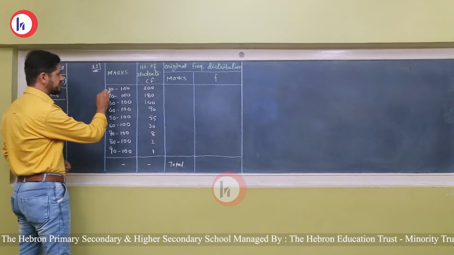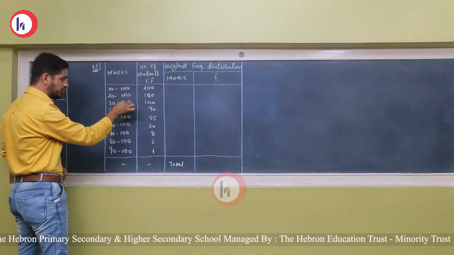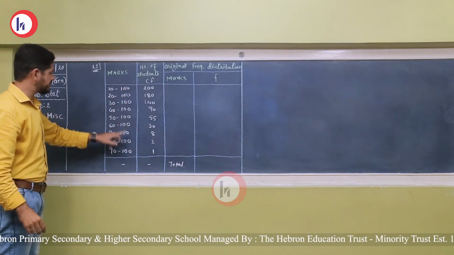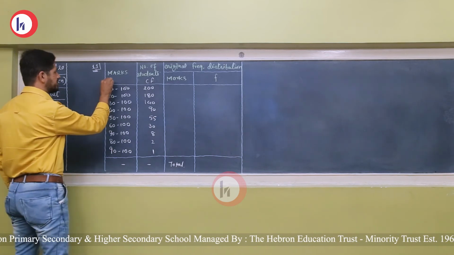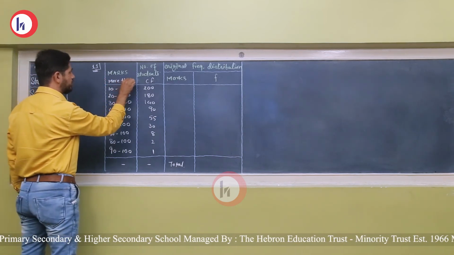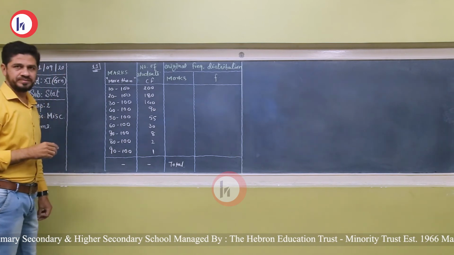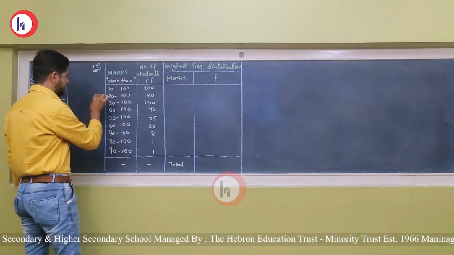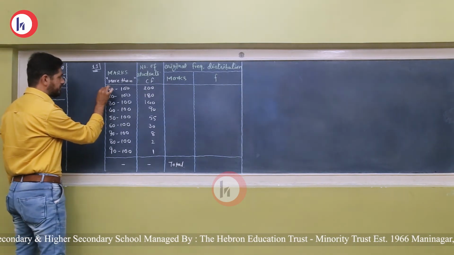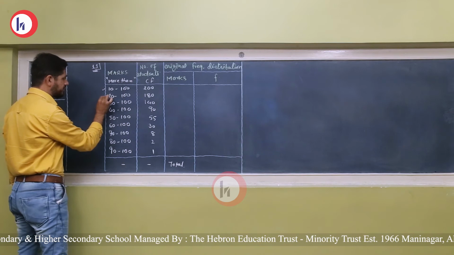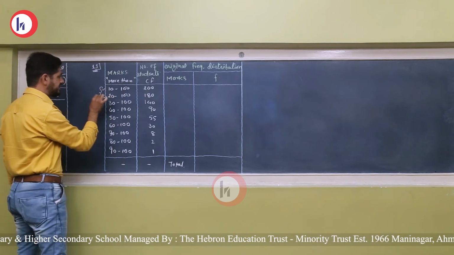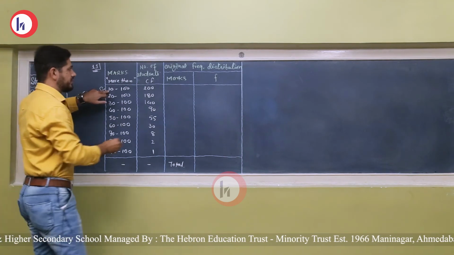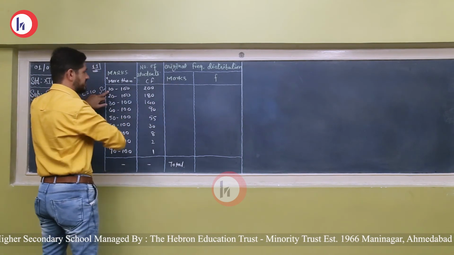As you can see, the upper limit of all the classes is the same. So this is nothing but the more than type. So it is nothing but the more than type frequency distribution. Now we need to convert them into equal classes. So friend, you can see the lower limit of the first class is 10 and the lower limit of the second class is 20. So we can easily measure the class length, which is nothing but 10. So we will make the classes according to this class length.